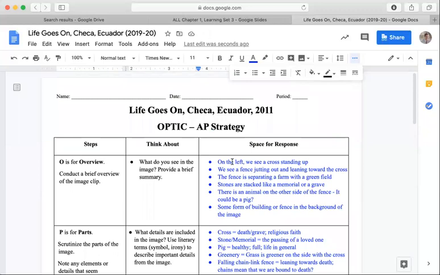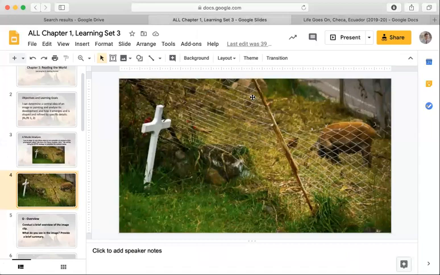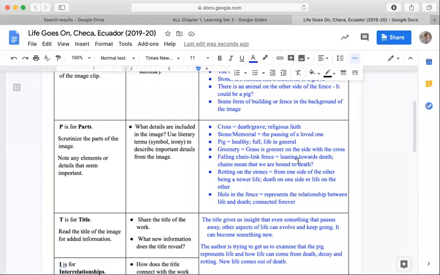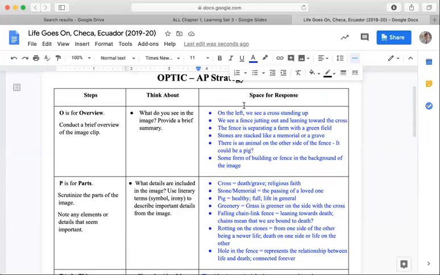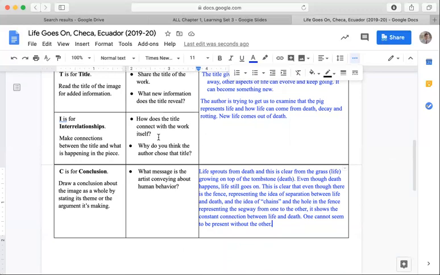Again, we went through that overview piece where we took a first quick glance at the image and described what we saw. We went back and we looked at the parts, the different pieces of the image, and tried to assign some symbolism or some meaning to those individual parts. We went back and we looked at the title, and we talked about what new information the title might reveal. Specifically here, we talked about the idea of life going on, and we made some connections to that, some interrelationships between the title and the work itself.